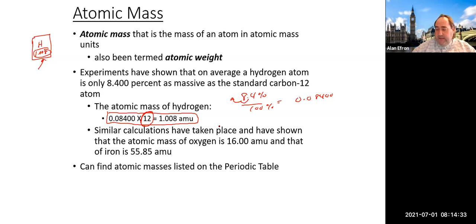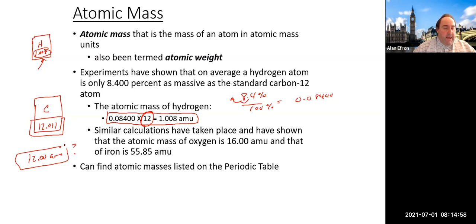Now, an interesting thing that you may be thinking to yourself is, well, when I look at carbon, for example, on the periodic table, I see a number of 12.011. And you may be saying to yourself, wait, carbon was the standard and it had a mass of 12.00 AMU. What gives here? There is a reason for that, and there's a reason why it's not 12. It has to do with where all the numbers come from.